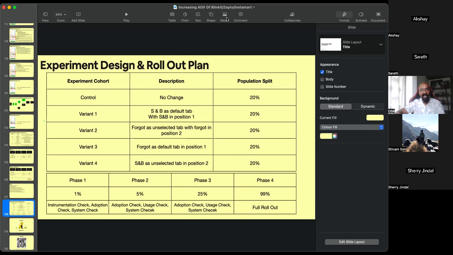Hi. Yes, Akshay. Hi. Firstly, thank you very much. It takes quite a bit of effort to do what you have done. So thank you very much. It's really helped me.